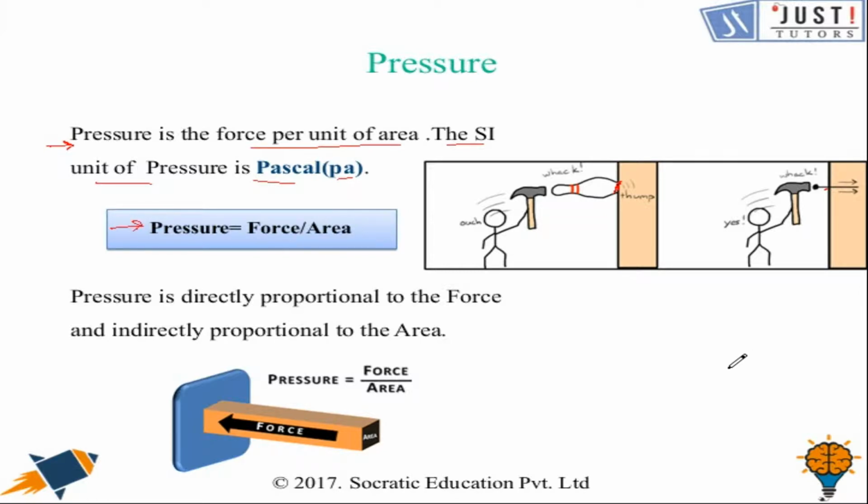This means that pressure is directly proportional to the applied force but inversely proportional to the area on which it is acting, as it is mentioned here as well. Pressure is directly proportional to the force and inversely proportional to the area. We have to remember this. It is going to help us a lot.